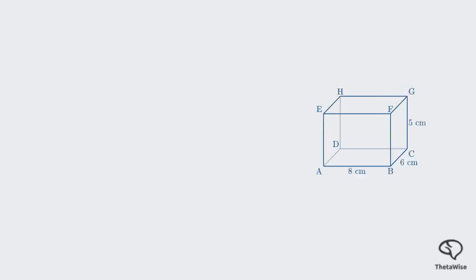Imagine a cuboid where the base is a rectangle. We want to find the length of the internal diagonal, which is the line connecting corner A to the opposite top corner G. To find the length AG, we first need to find the diagonal across the floor of the cuboid, which is the line AC. Notice that triangle ABC is a right-angled triangle on the base. We can use Pythagoras' theorem, AC squared equals AB squared plus BC squared.